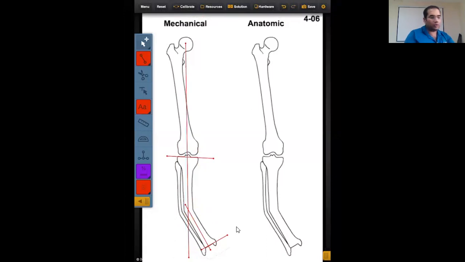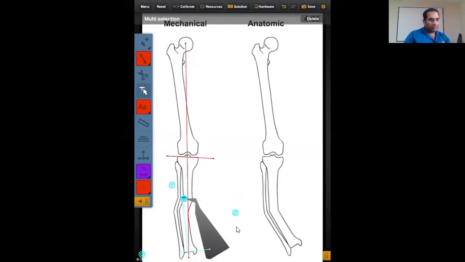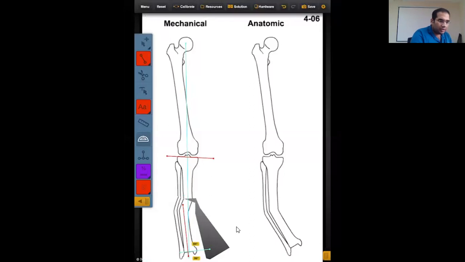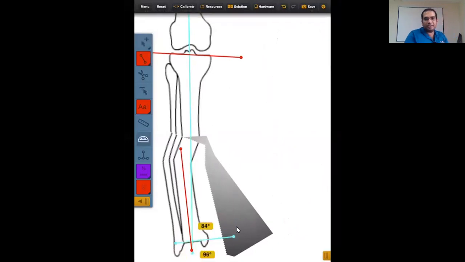Another scenario: look, this was my initial line. I say that I want to correct the mechanical axis, but not the joint orientation line. Look, I have placed my wedge here and I have stopped where the center of the ankle is. Now, in this scenario, the mechanical axis of the limb has been restored, as you can see. But what has happened over here? As you can see now, the lateral distal tibial angle is now 96 degrees.